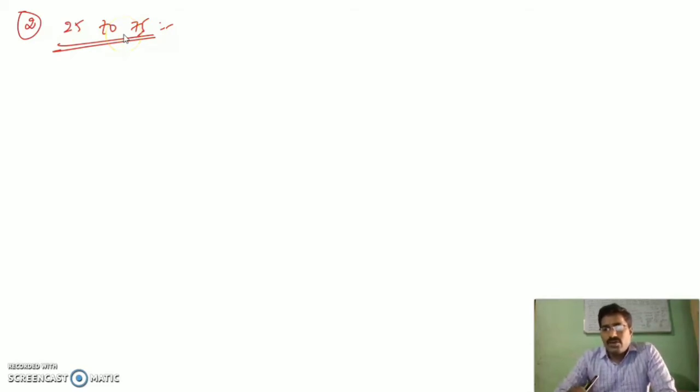Next topic is finding square numbers between 25 and 75. So how can we find? Between 25 and 75, which number will come? 50. So take 50 as the base value.